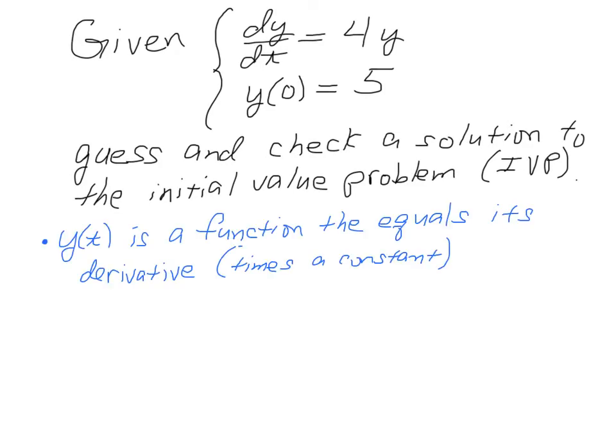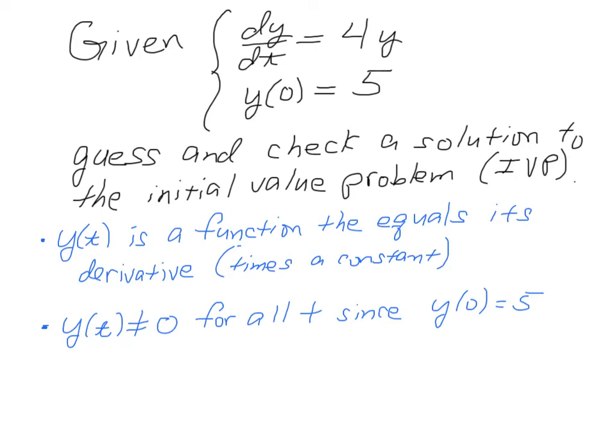So the first thing we notice is that y of t is a function that equals its derivative times a constant. So if you look up here, you take the derivative of y and you get y back again, and you multiply by a constant. Okay, well, we know a function that has that behavior. 0 would work because the derivative of 0 is 0, and 4 times 0 is 0. However, we run into a problem if we use that because our initial value is 5. And so y of t can't be 0 for all t because y of 0 is equal to 5, that initial value. So it can't be 0.